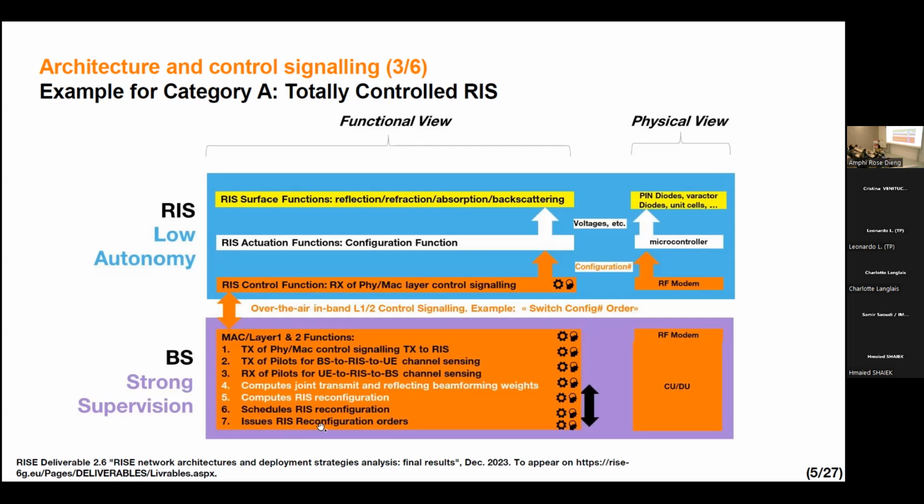And the base station is computing the joint transmit and reflecting beamforming weights, or selecting configurations in the transmit beamforming codebook and the RIS codebook, etc. And then it sends an order. It says to the RIS, "Be ready. I want configuration number K."